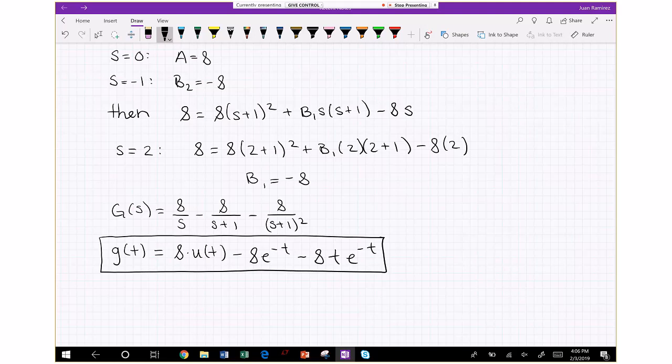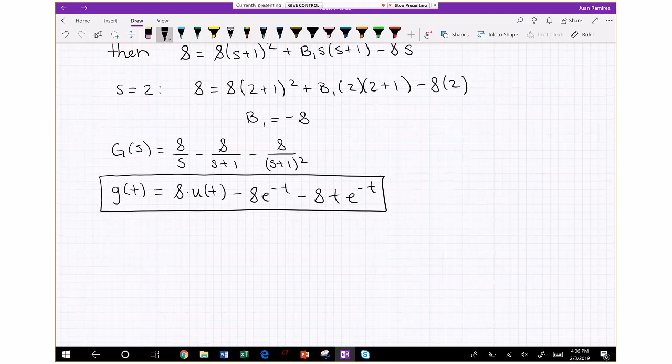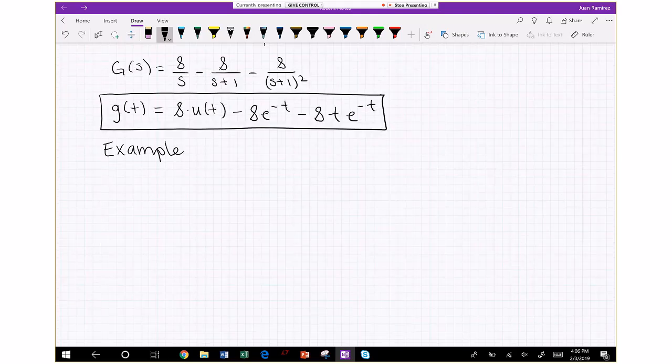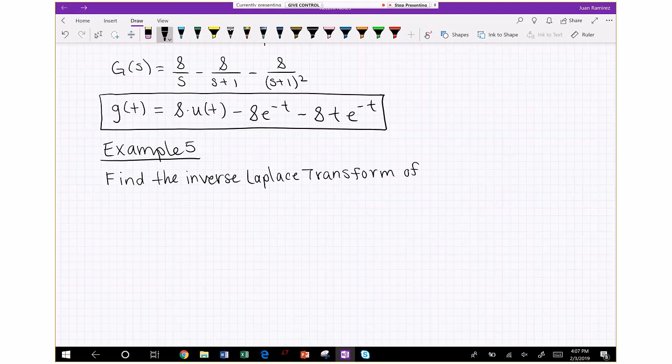Our last example is example 5. We're going to find the inverse Laplace transform of some s-domain function X, which is equal to 4 minus e to the negative s, all over s squared plus 5s plus 4.